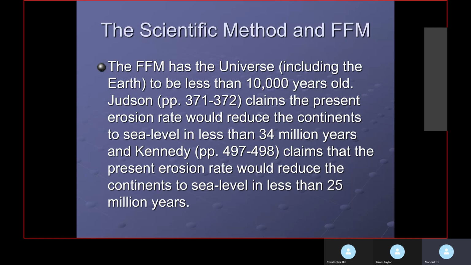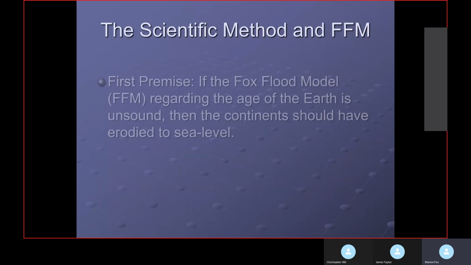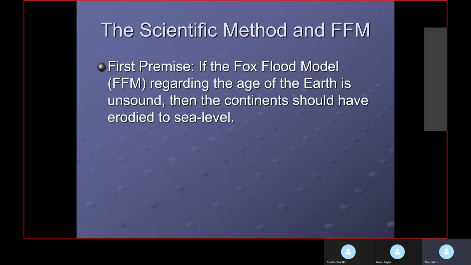They're within what scientists would call one order of magnitude. An order of magnitude is 10 to 1. And two orders of magnitude is 100 to 1. Now, if the Fox flood model regarding the age of the Earth is unsound, then the continents should have eroded to sea level.